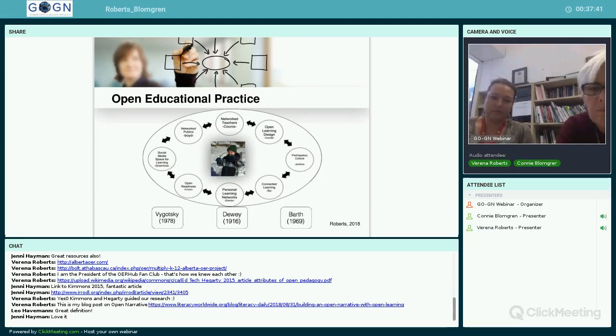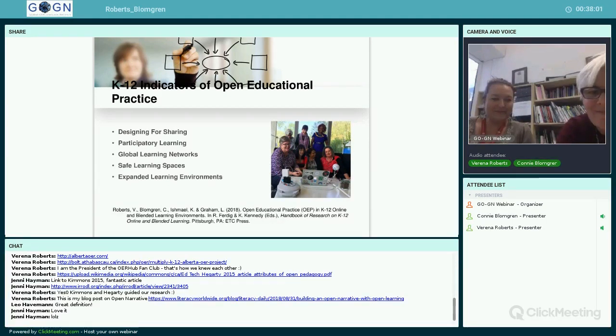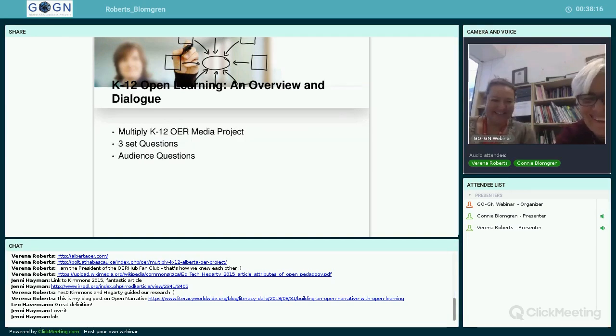And underneath, you'll see that the main theorists and philosophers are Vygotsky, Dewey, and Barth. But as I'm getting into my research right now, I'm really noticing the influence of critical pedagogy and Freire as well. So I'm seeing how that will play out. So really at this moment, the indicators of open educational practice: putting it out there, designing for sharing, participatory learning, global learning networks, safe learning spaces, and expanded learning environments, for those who like themes like Martin Weller, as I was reading his post earlier today. And I would love to hear some criticism or some feedback on that.